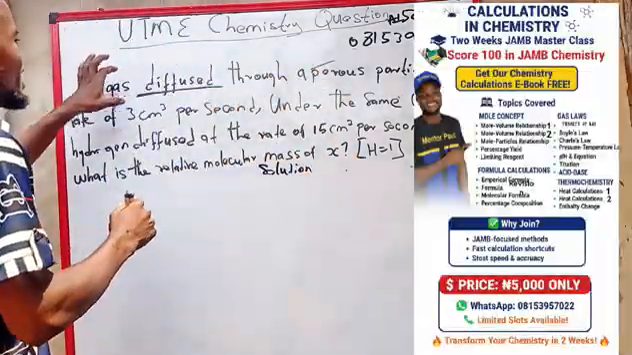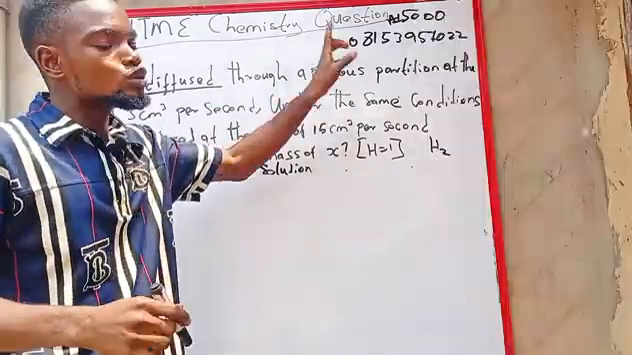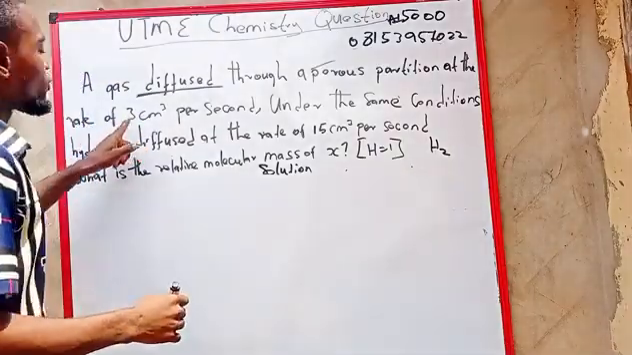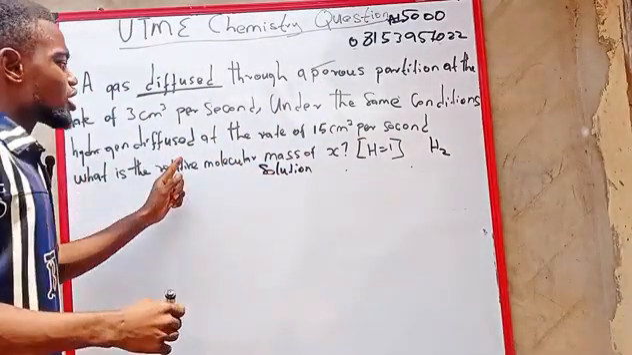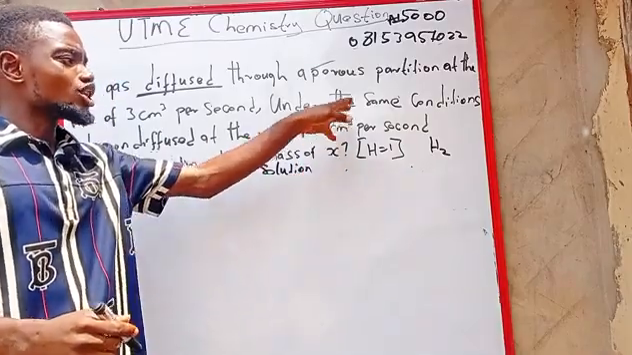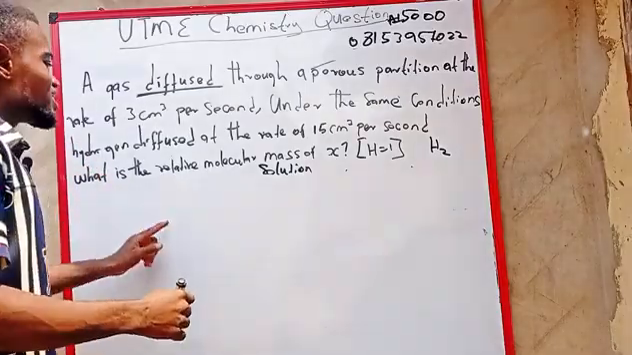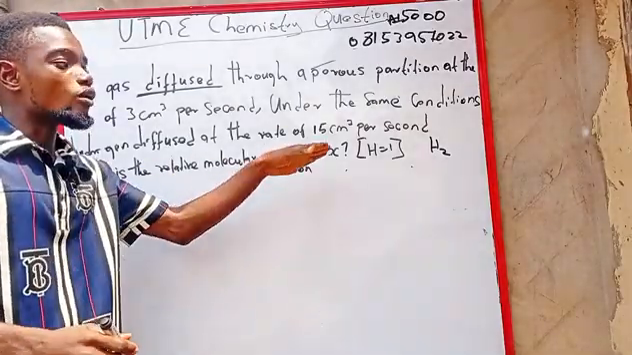Now, we're talking about a gas X that diffuses through a porous partition at the rate of 3 centimeter cube per second. Under the same condition, hydrogen diffuses at the rate of 15 centimeter cube per second. What is the relative molecular mass of X?